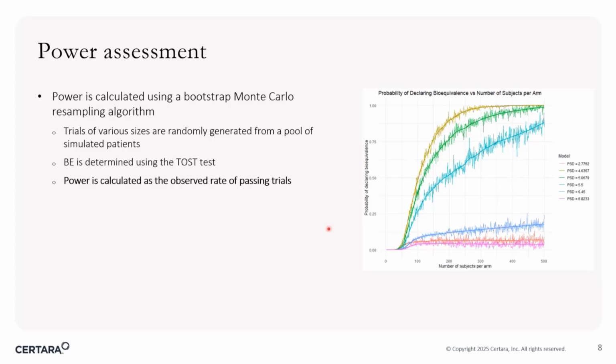For the power assessment, we calculate this in the module using a bootstrap Monte Carlo resampling algorithm. The idea is that we generate very large pools of patients, and then the bootstrap sampling algorithm generates trials of various sizes randomly from this overall pool, determines bioequivalence for each trial using the TOST test, and then we work out power as the observed rate of passing trials. So if we simulate 100 trials and 50 pass, you have 50% power. In this way, there's no analytic approximation of power, and it's all through actual PBPK simulations. This is an example output, and the noise that you see underneath is just that Monte Carlo sampling variability.